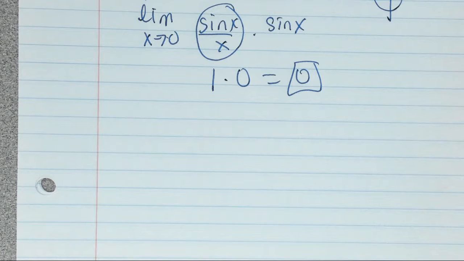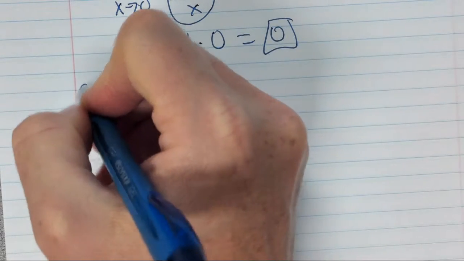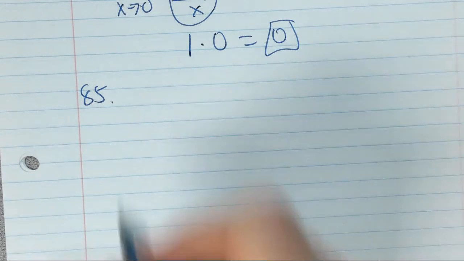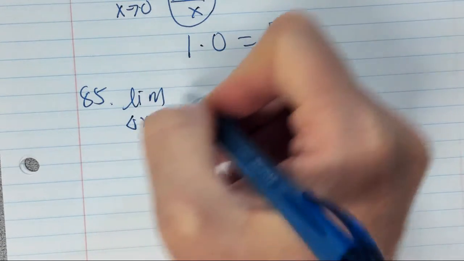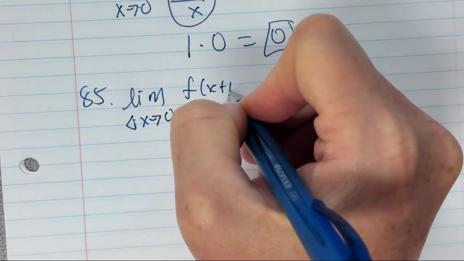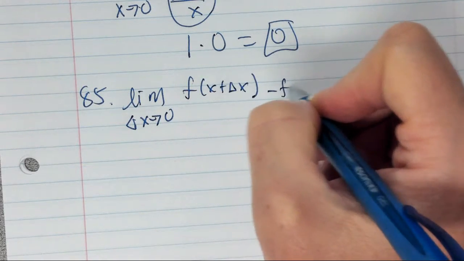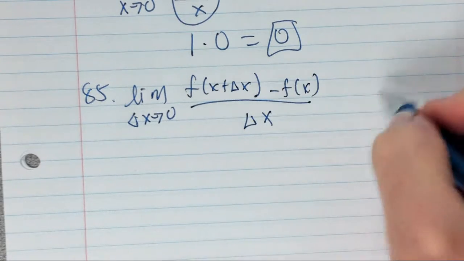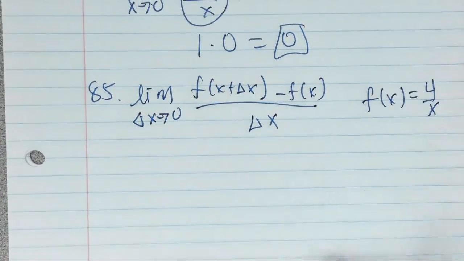All right, what other questions, guys? Yes? 85. Okay, Erica, 85. So on 85, we have, oh yeah, these are the fun ones. We've got the limit as delta x approaches 0 of f of x plus delta x minus f of x all over delta x. And here's our function. Our function is f of x equals 4 over x.